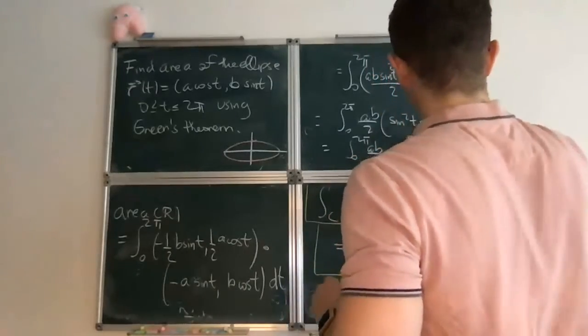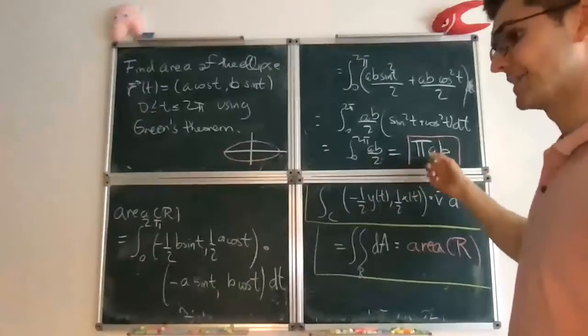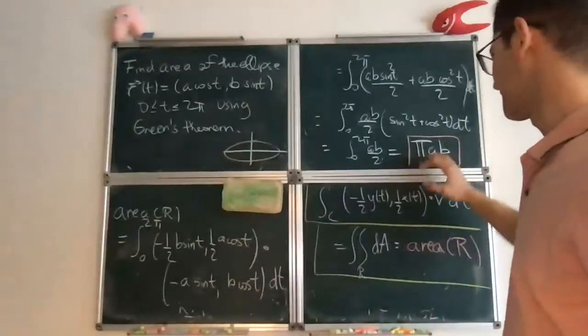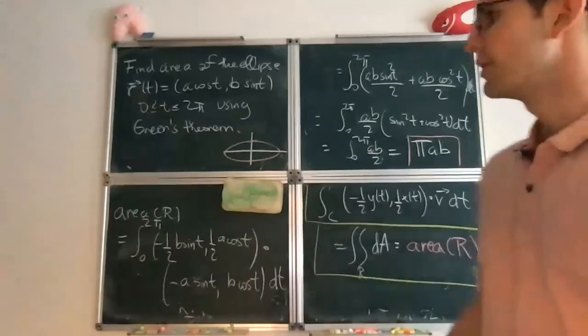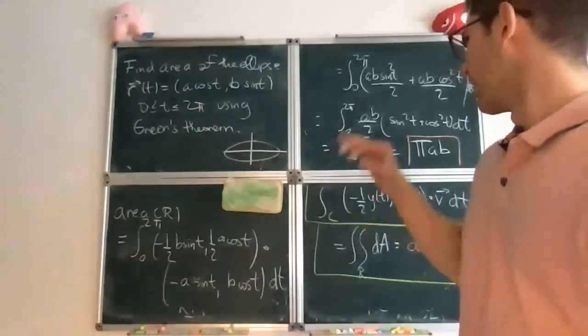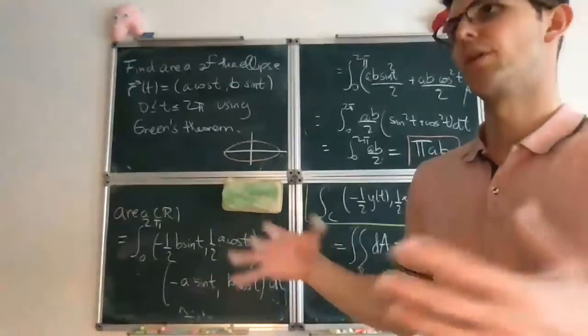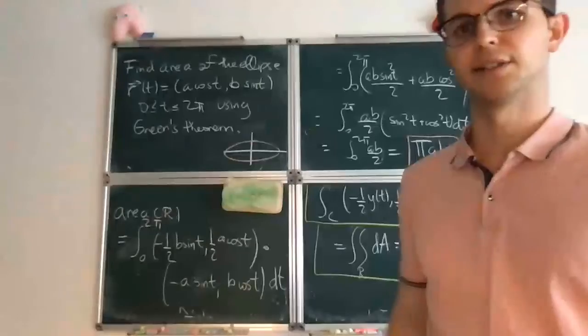So again, when a equals b, you get a circle of radius a, whose area is pi a squared, which is what we know. And so this is a generalization of the formula for the area of a circle. But notice that we did not use a double integral at any point. We only used an integral over the boundary of the ellipse. We didn't integrate over the interior of the ellipse. We just had to use the boundary.